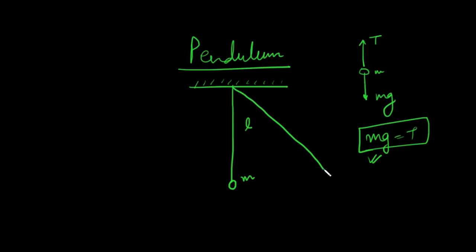If, say, the particle has been displaced by an angle, say this angle is theta, the length of the string will remain the same. It is not changing. Now I want to know the equations of force on the particle. There were two forces: one was tension and one was the weight.